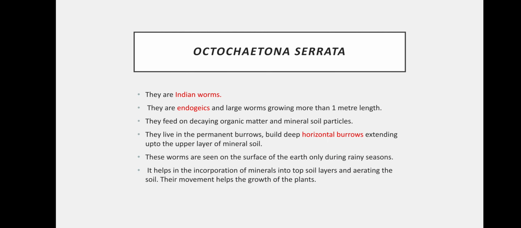Third, the last one, Octochaetona serrata. These are also Indian worms, endogeics, and large worms growing more than 1 meter in length. They feed on decaying organic matter and mineral soil particles, live in permanent burrows, and build deep horizontal burrows extending up to the upper layer of mineral soil. These worms are seen on the surface of the earth only during the rainy season.